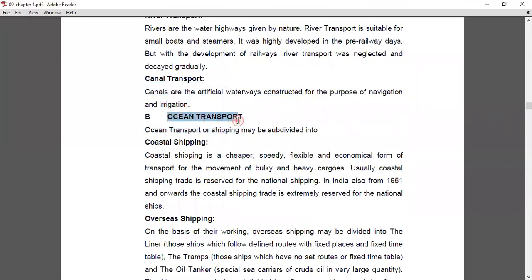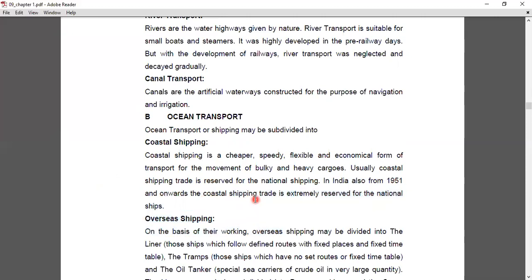Okay, the second classification is ocean transport. Ocean transport or shipping may be subdivided into coastal shipping. Coastal shipping is a cheaper, speedy, flexible, and economical form of transport for the movement of bulky and heavy cargoes. Usually, the coastal shipping trade is reserved for national shipping. In India also, from 1951 onwards, the coastal shipping trade is reserved for national ships.